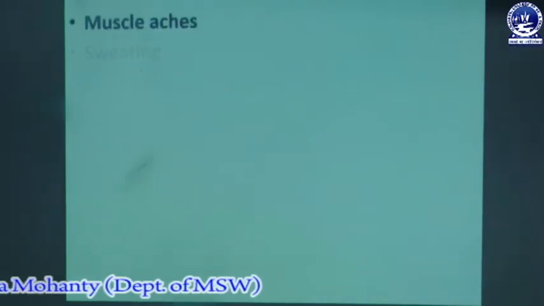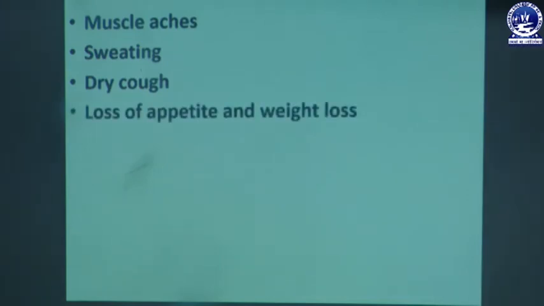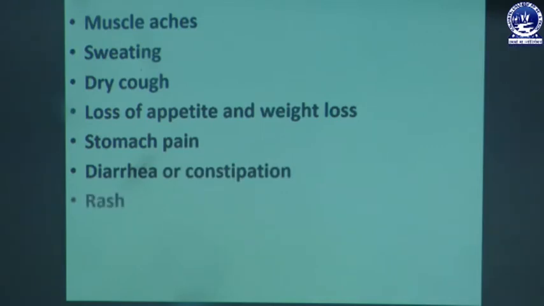And next is muscle aches, sweating, dry cough, loss of appetite and weight loss, stomach pain, diarrhea and constipation, rashes, extremely swollen stomach. These are some symptoms of typhoid disease.